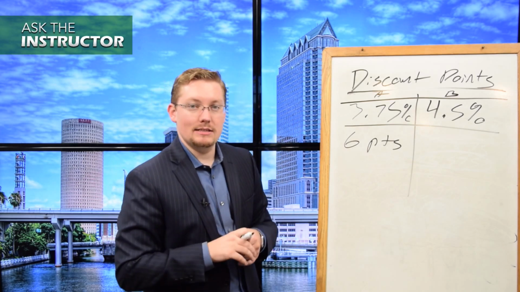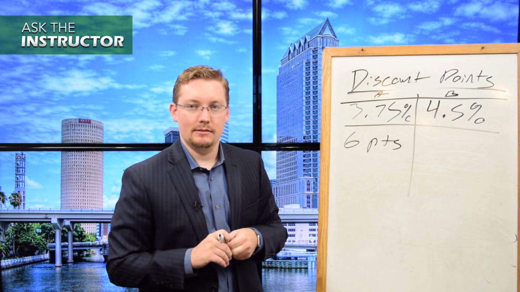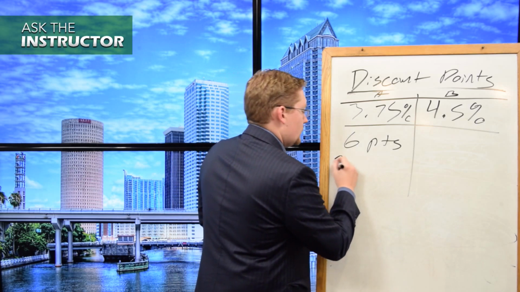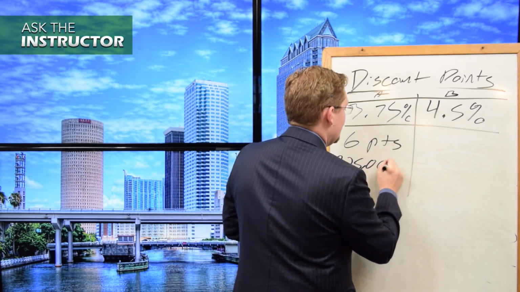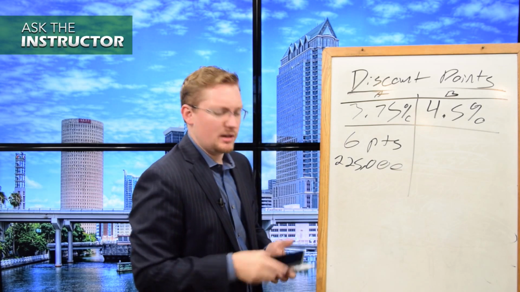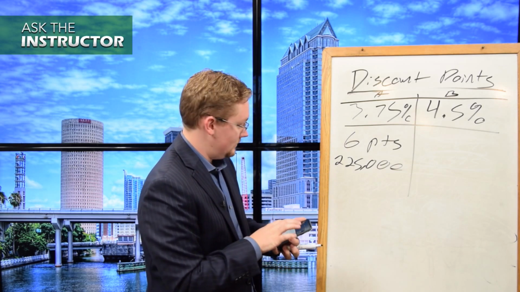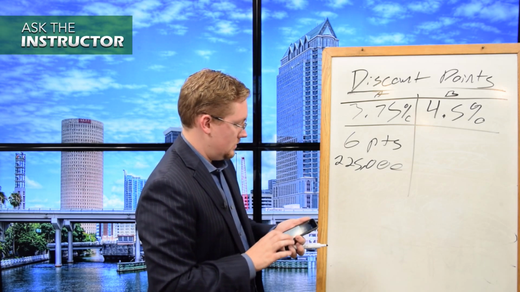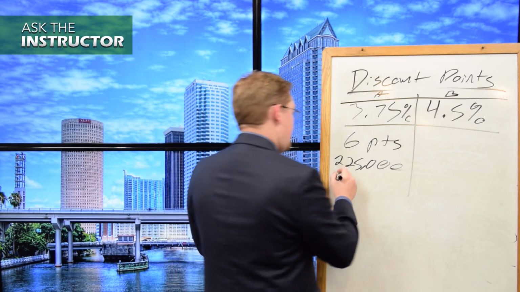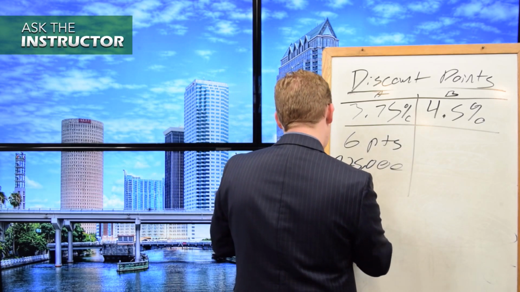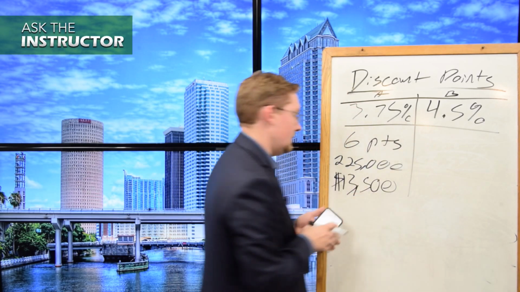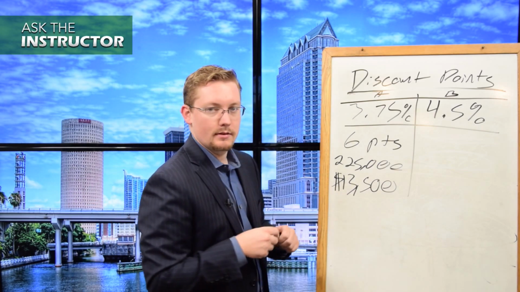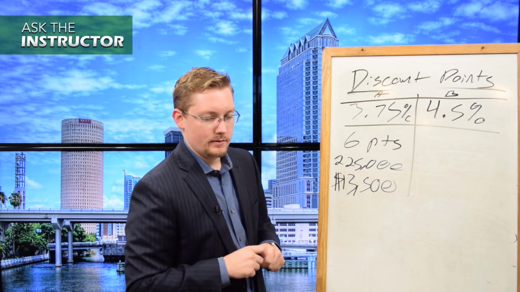But now the question is, should I pay this up front? Should I pay this extra? Again, let's go off of our $225,000 loan amount. So on $225,000, 6 points is going to end up being $13,500. That's $13,500 that we're paying.